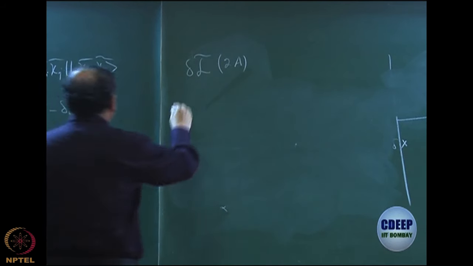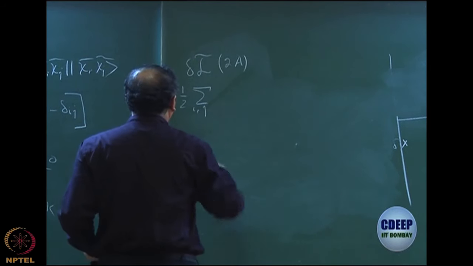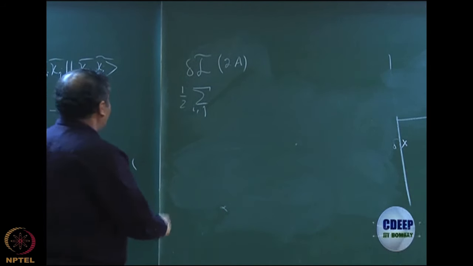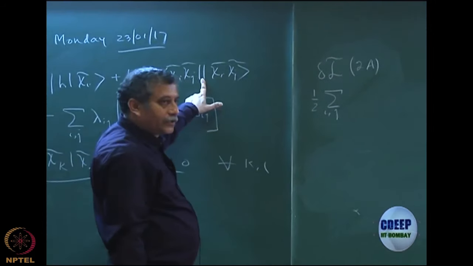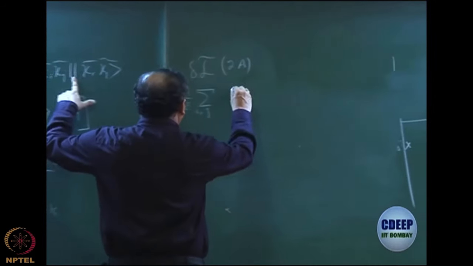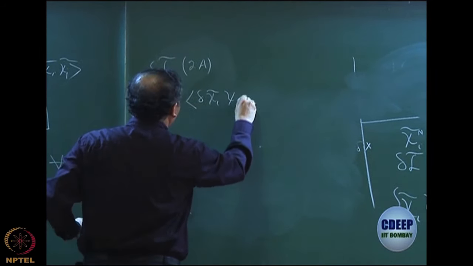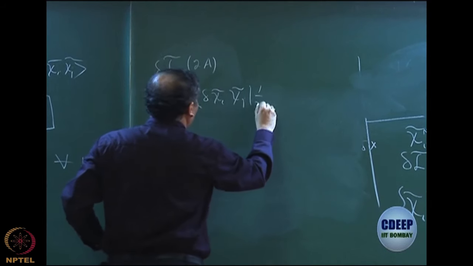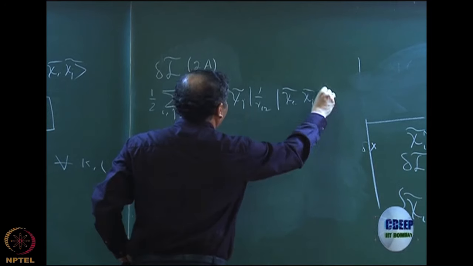So if I write this, you will get half of sum over ij. So you have the Coulomb term and I have to take the first order of the Coulomb term. So remember there is a 1 by r 12 here. So I am going to now write it explicitly. So I have a delta chi I tilde, this should now remain chi j tilde, 1 by r 12, chi I tilde chi j tilde. Agree? This is the first term.